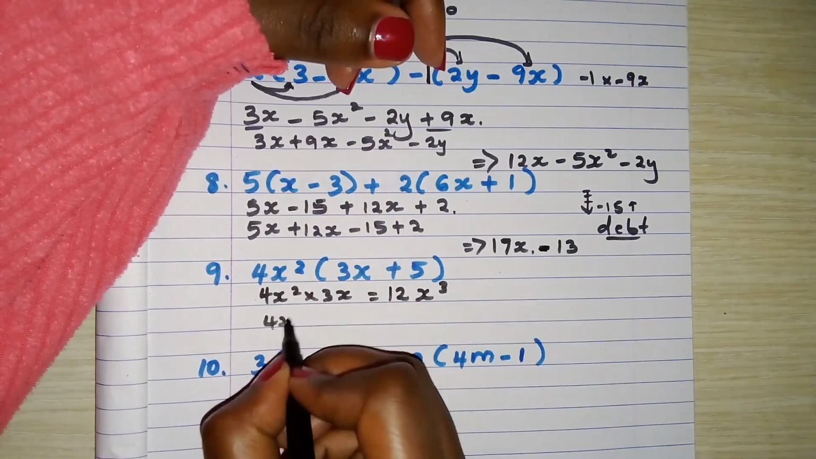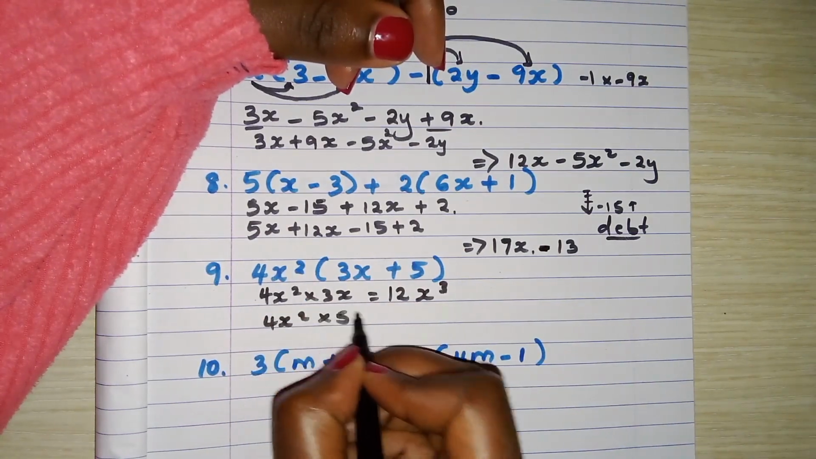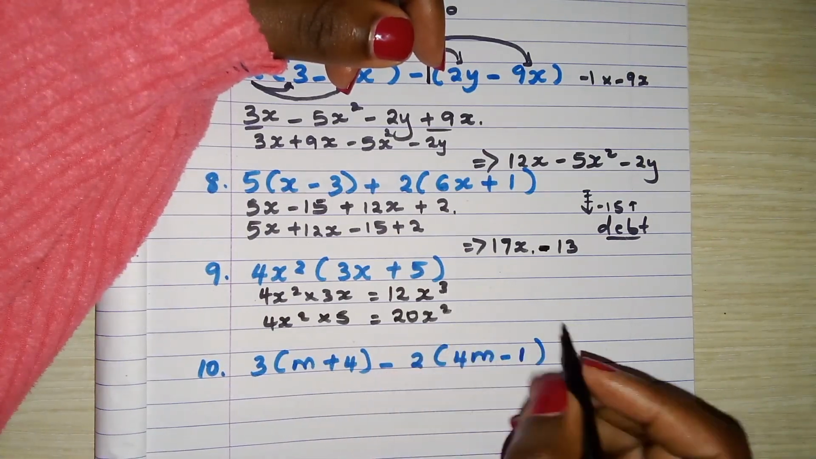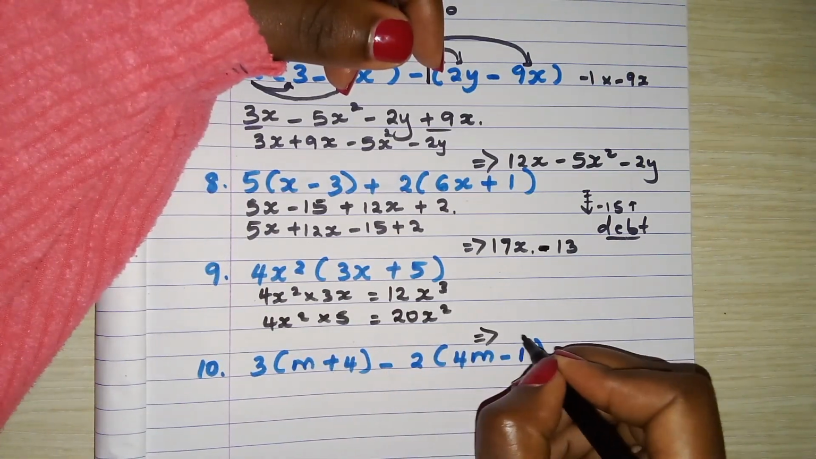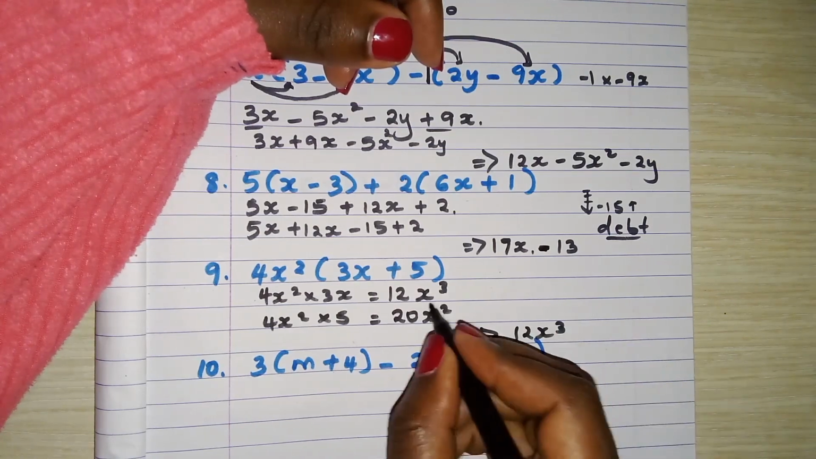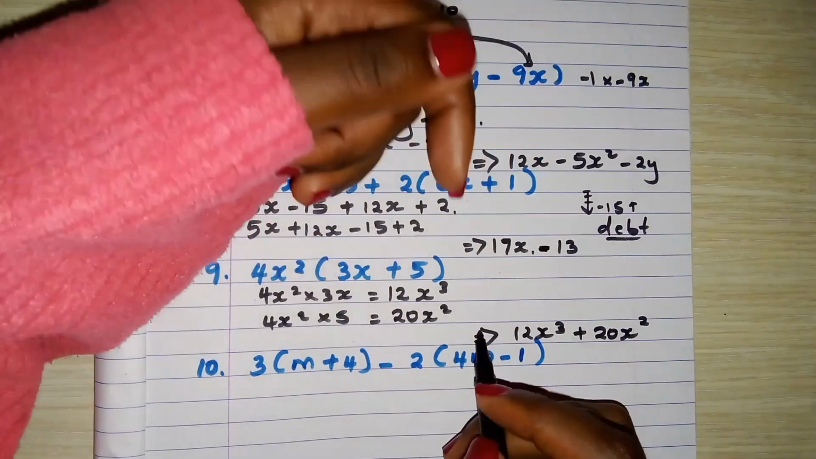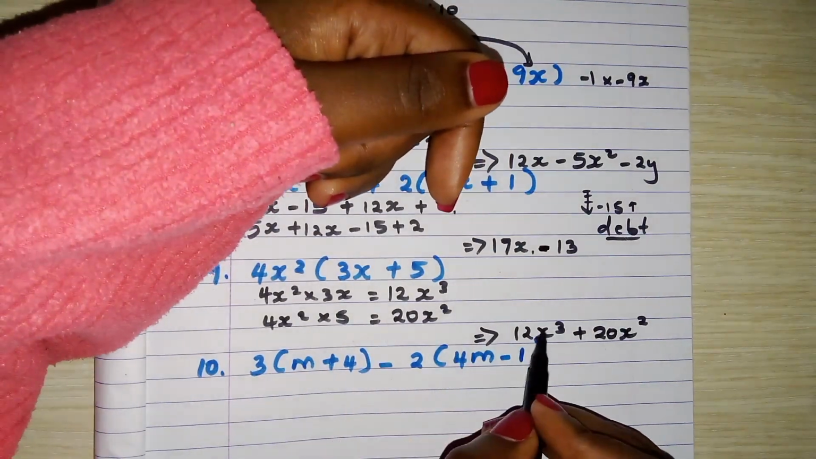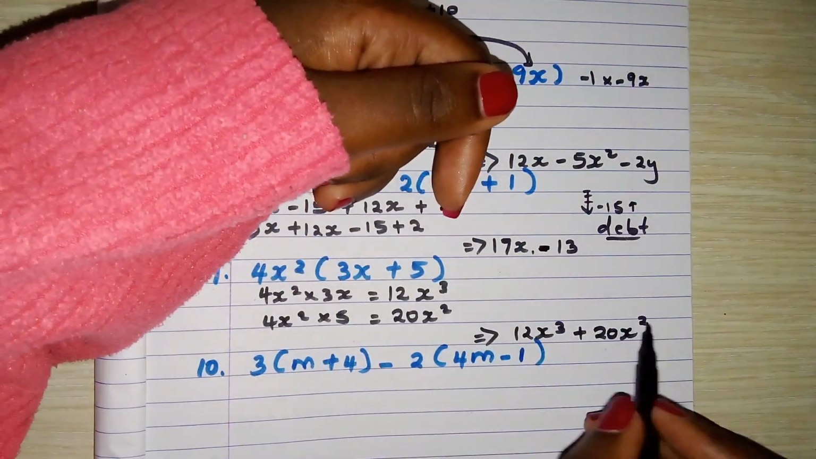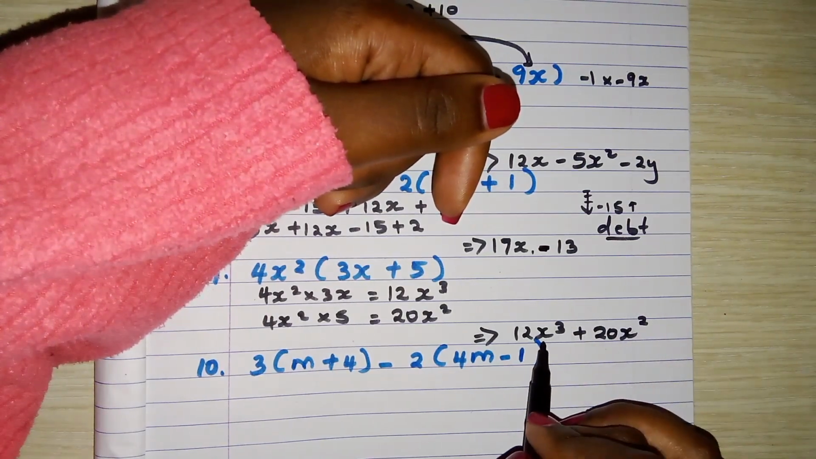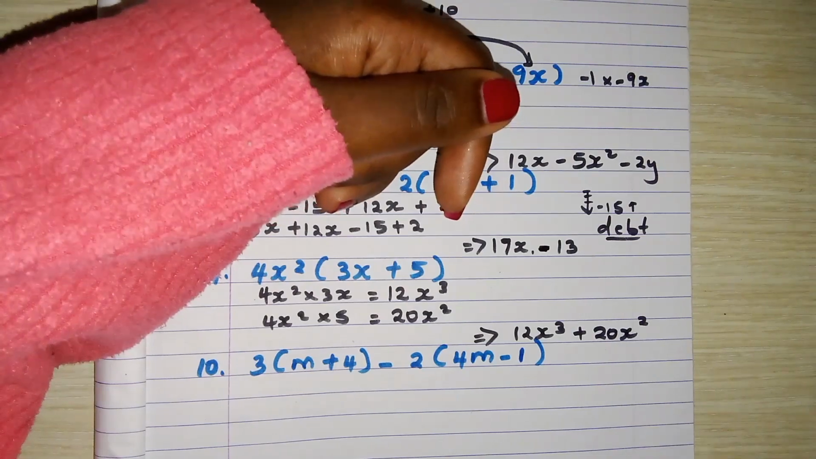And then we have 4x squared times 5. So the numbers, 4 times 5, is 20x squared. So the answer would be 12x cubed plus 20x squared. These two you can't add, 12x power 3 and 20x power 2, because the powers are different. You only add them when they have the same letter and the same power.